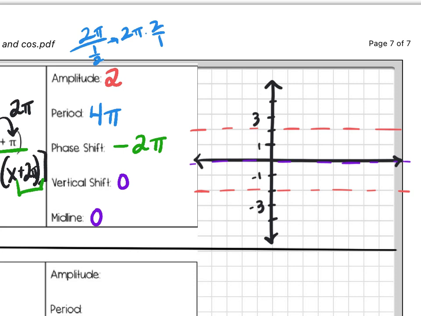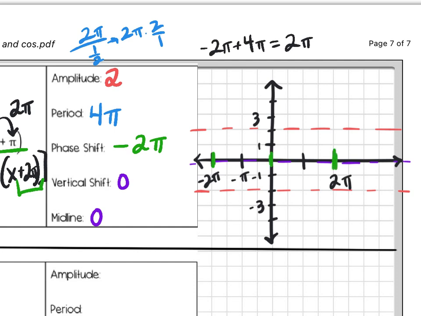So if I go, let's call this negative pi and then negative 2 pi. So this would be my starting point here, negative 2 pi. If I add 1 full period, which is 4 pi, to my starting point, my ending point will be at positive 2 pi. So I can call this pi and this 2 pi. So this will be my ending point.